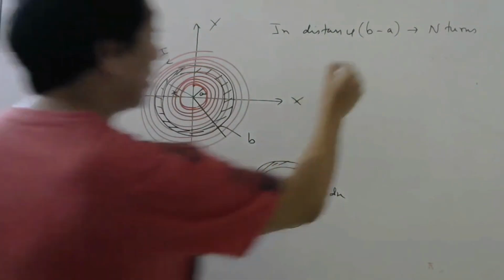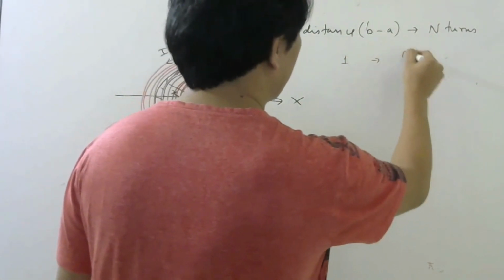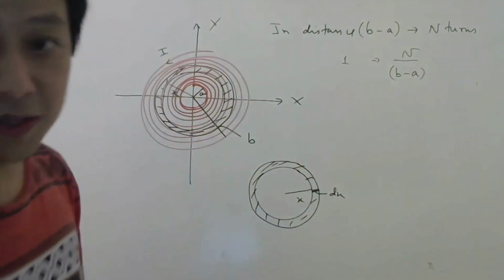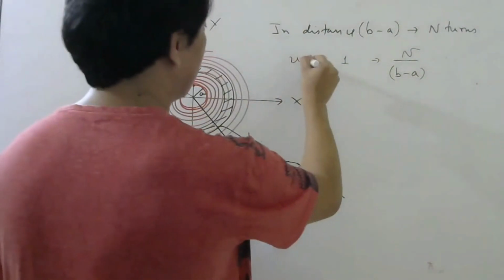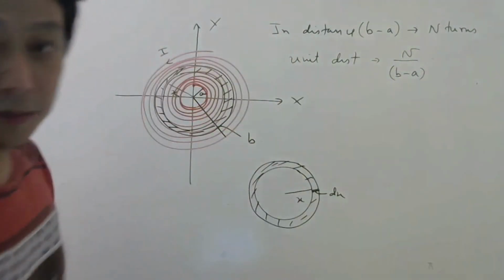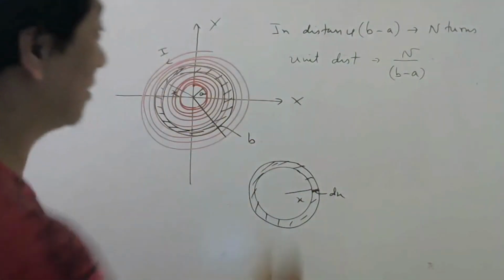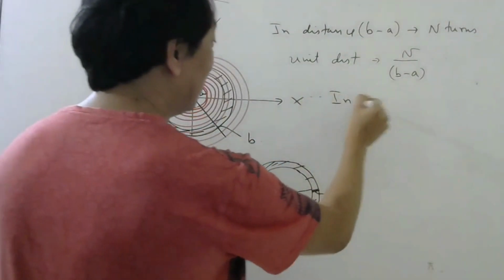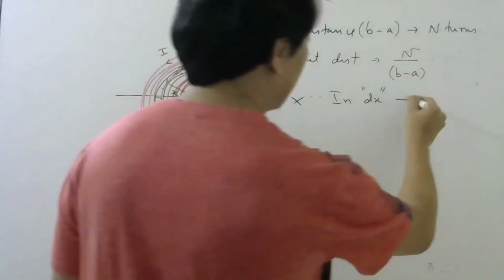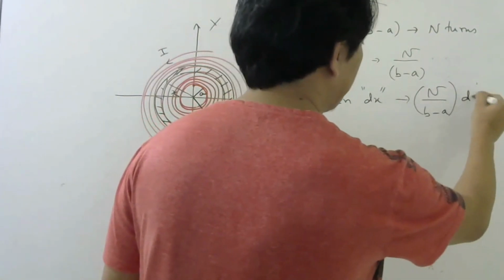N turns. So in unit distance, how many turns will be there? N by B minus A. This many turns will be there in unit distance. Okay, but I want distance in this much distance, dx distance. So therefore in dx distance, how many turns will be there? N by B minus A into dx.